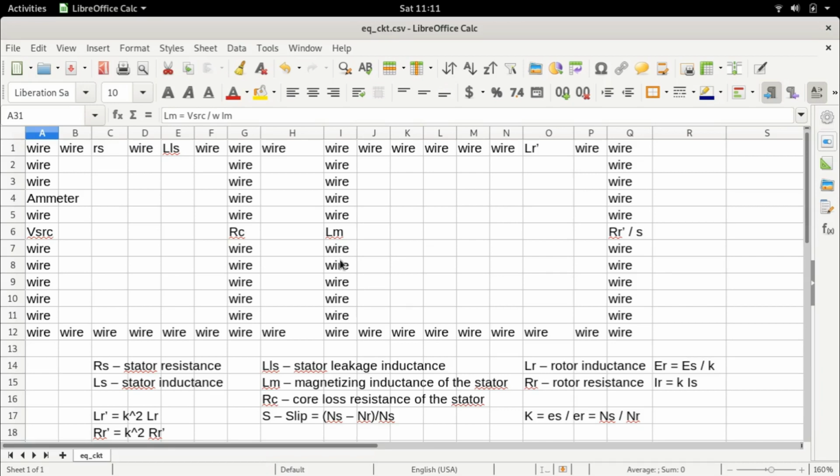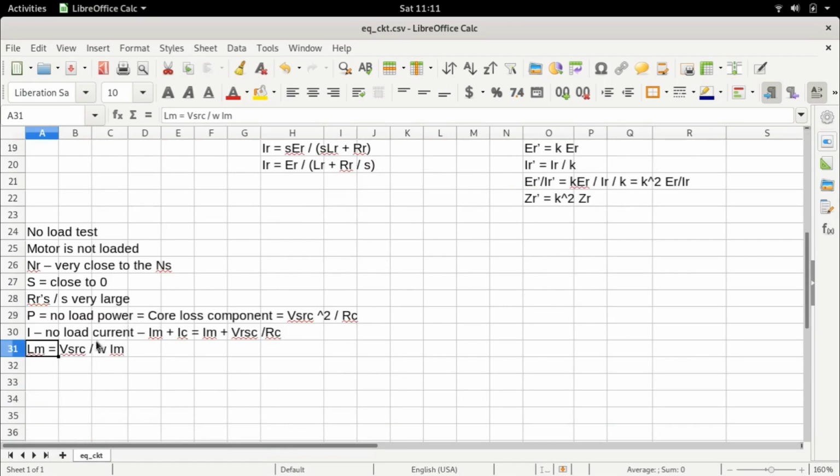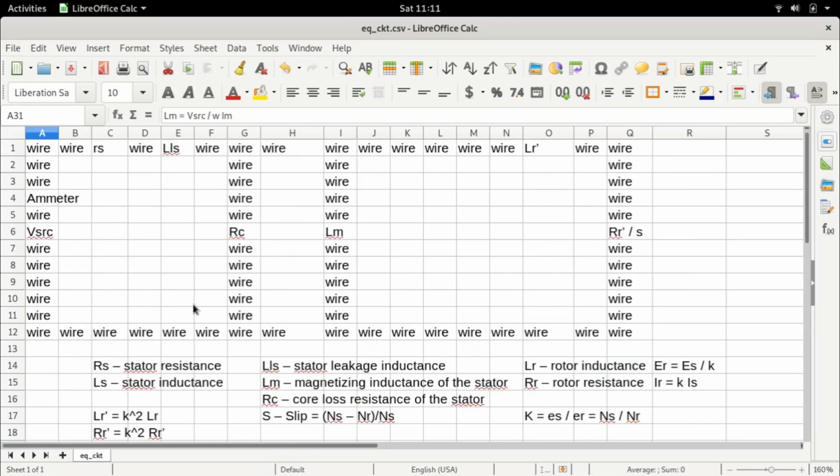Otherwise, I will see you next week where we will talk about the block rotor test and what parameters we can calculate using the block rotor test.